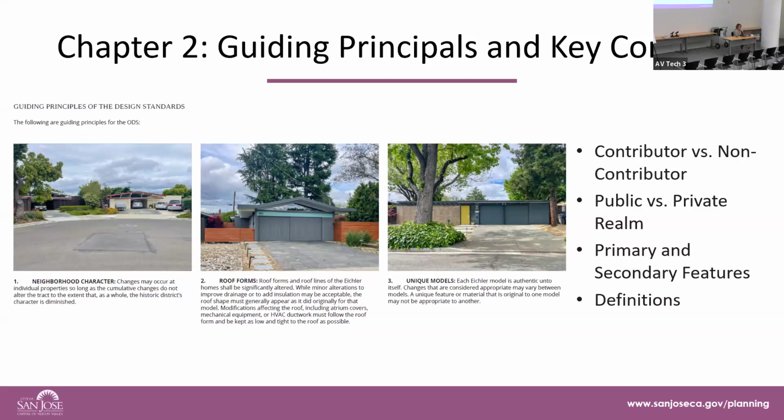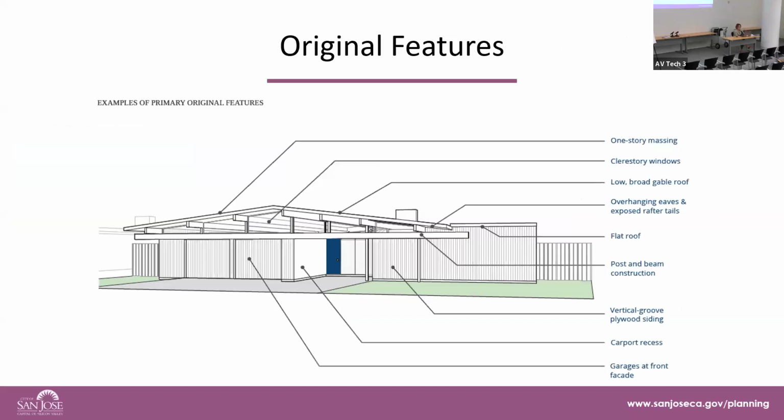The public realm versus the private realm. So there's guidelines about the public realm in terms of the street and the setting. It talks about what the primary and secondary features of character are for Eichler homes, and also provides definitions. So in order to determine what would be compatible with the character of an Eichler house, we have to look at what the character defining features are. There's a couple of illustrations in the document that talk about what the primary original features were, and it points them out in a diagram, and then what the secondary features are. And those are the features that we're going to want to maintain in order to preserve the character.